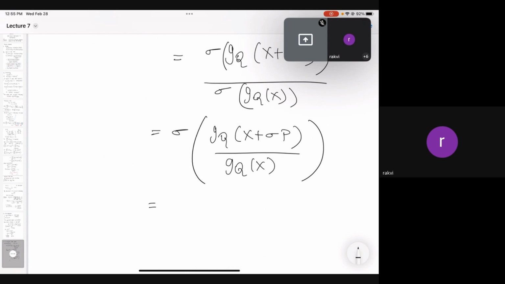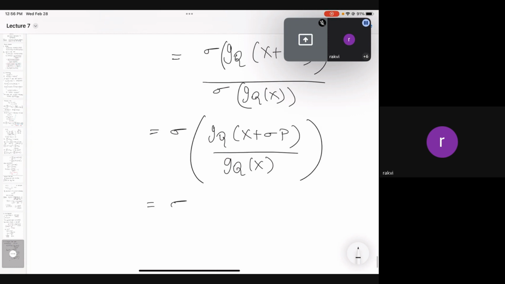Hmm, I'm just thinking, what am I missing here? I'm not sure. Because this is sigma of e_n of sigma p comma q. I want to say it's actually equal to sigma of e_n of p comma q.